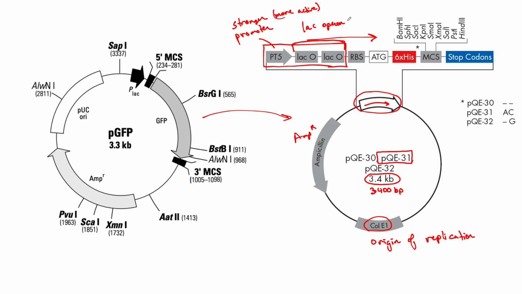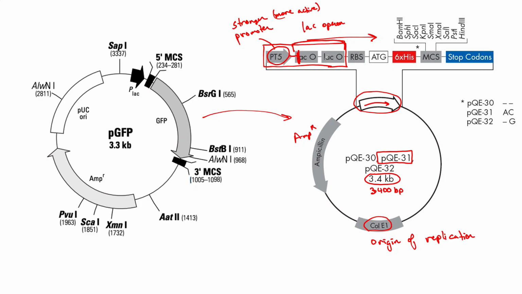But if we don't add that sugar, when lactose is not present, this lac operon DNA sequence prevents RNA polymerase, which binds here to the promoter, from being able to transcribe the mRNA and produce GFP. And so what we've created here is a strong promoter, but that is controlled by this operon so that we don't always have GFP being produced. We as scientists can control when it's produced.